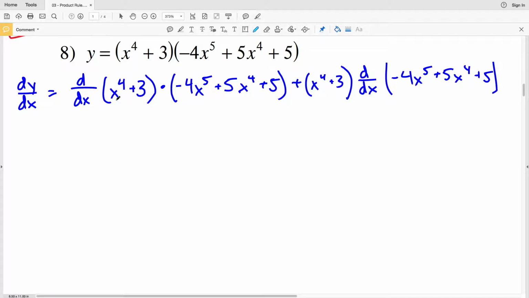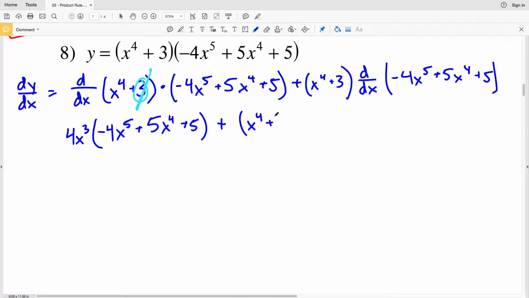So starting towards the left, we have x to the 4th plus 3, and we're taking the derivative. The derivative of a constant is 0, so we're taking the derivative of x to the 4th, which is 4x cubed. And that gets multiplied to negative 4x to the 5th plus 5x to the 4th plus 5. And then we're adding that to x to the 4th plus 3 times the derivative of negative 4x to the 5th plus 5x to the 4th plus 5. However, that 5 is a constant, so the derivative is going to be 0.